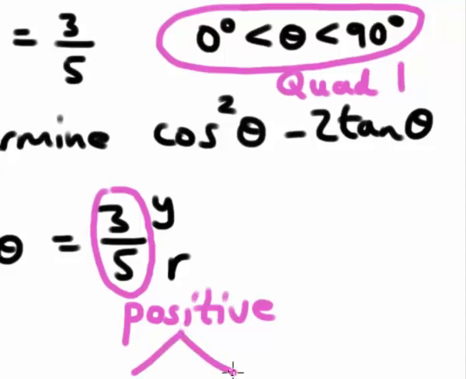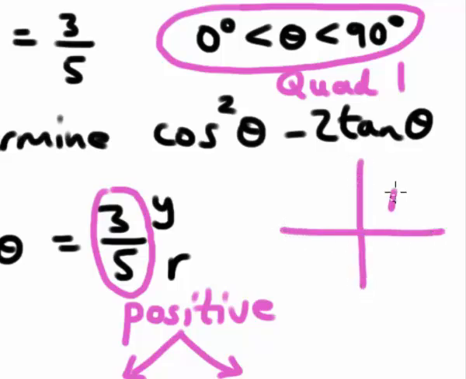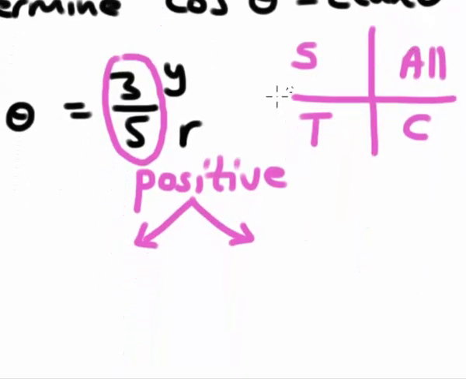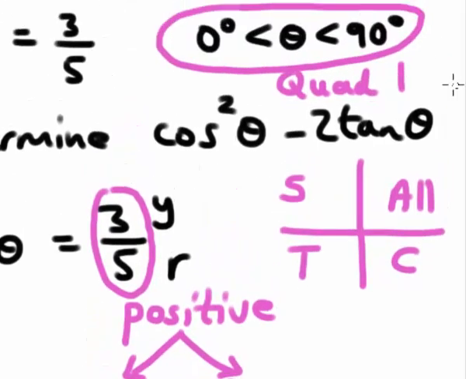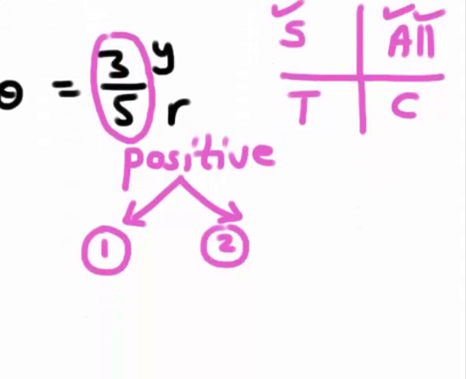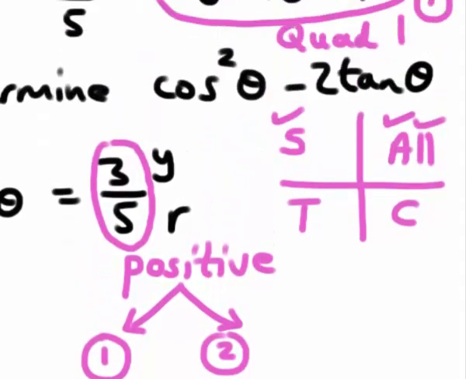Now, in which quadrants would you be if sine is positive? Well, let's see. All Students Take Coffee. So sine is positive in the first quadrant and the second. This is the first quadrant here. So if sine is positive in the first and the second, but the restriction says you can only lie in the first, then logically your angle must lie in the first quadrant. Okay, so let's have a look at how we would then represent this.